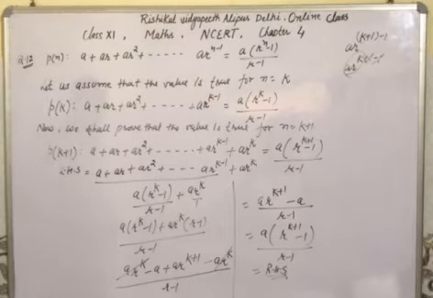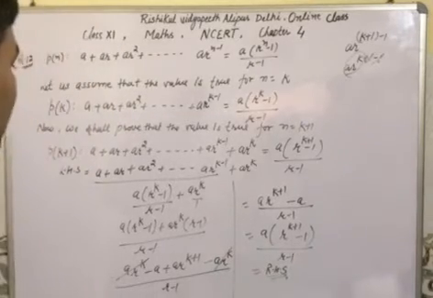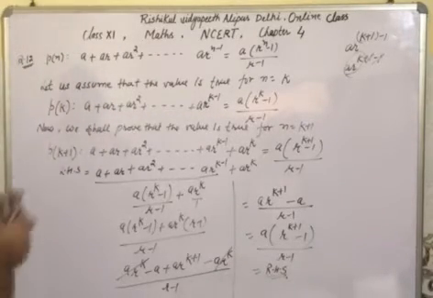Then P of k plus 1 is true whenever P of k is true. Then by the principle of mathematical induction, P of n is true for all natural numbers n. This value is true for n belongs to N.